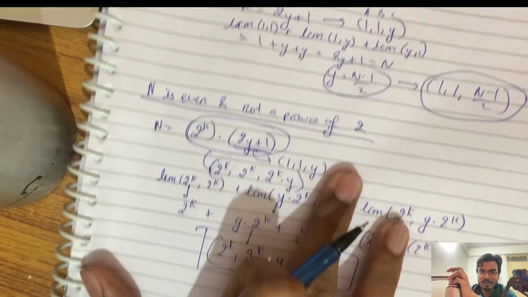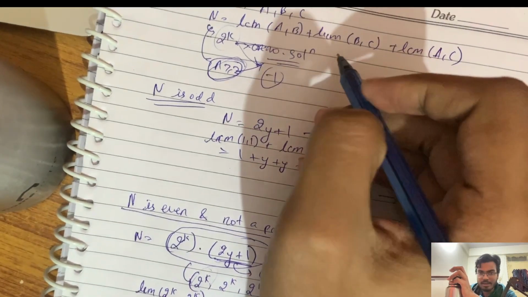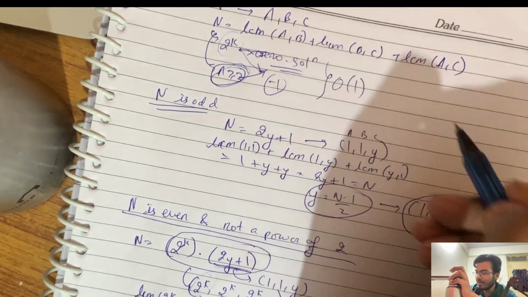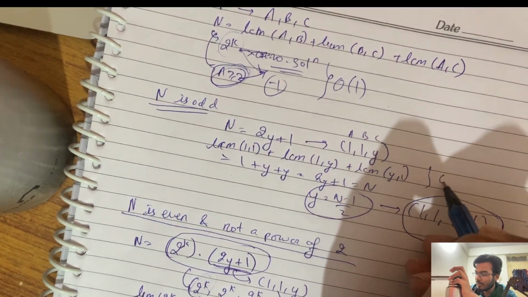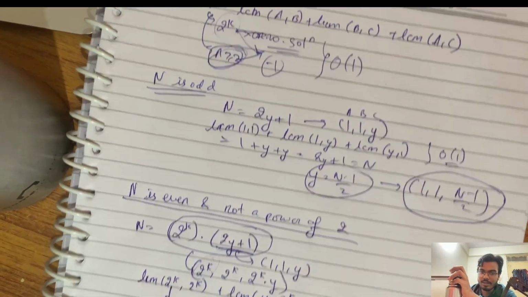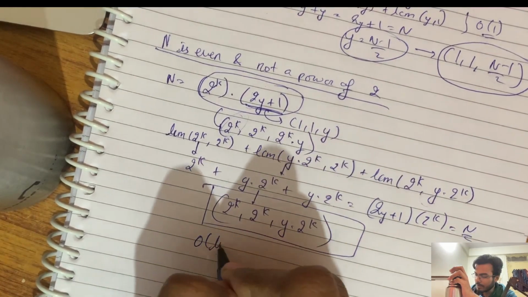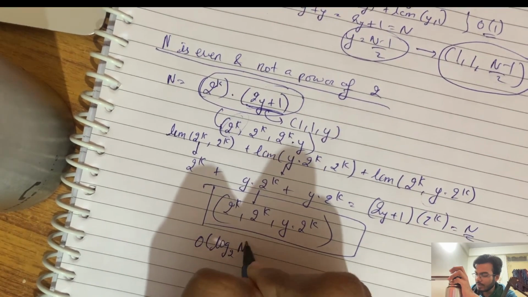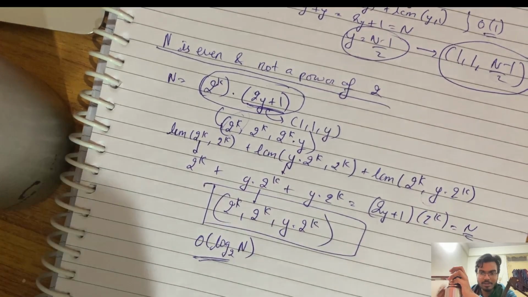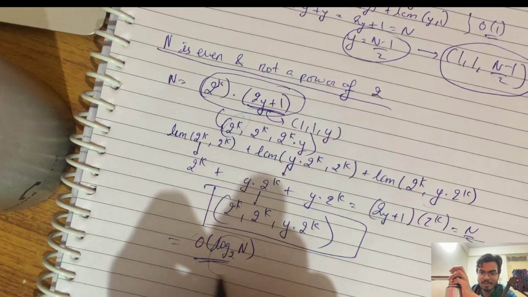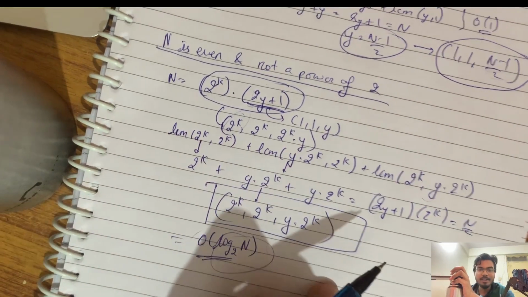As for the time complexity, this is an O(1), right? This is also an O(1) type solution, and for this one it will take log 2 n time, right? So in the worst case our solution is log 2 n. Okay, let's see the code now.